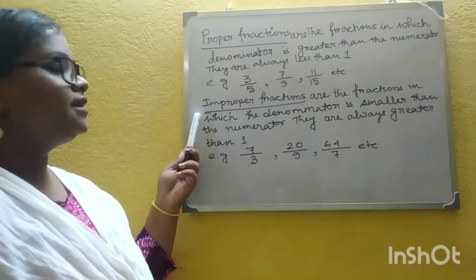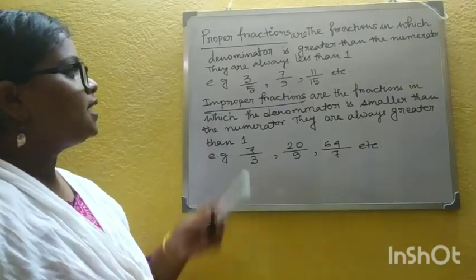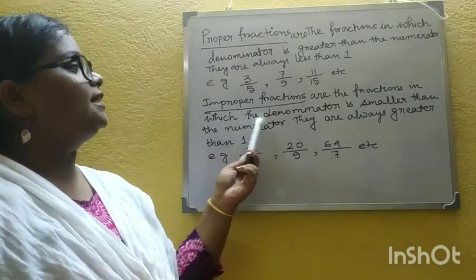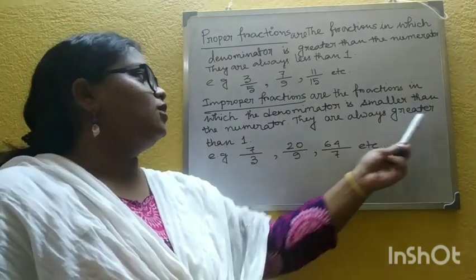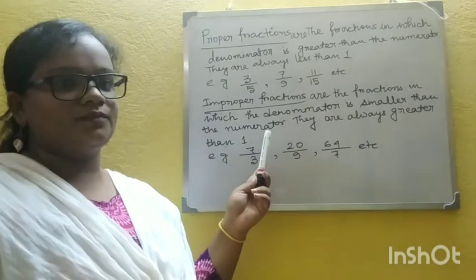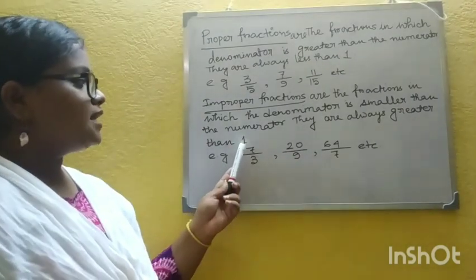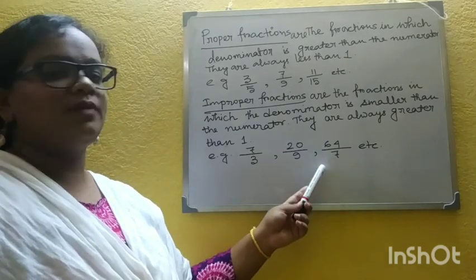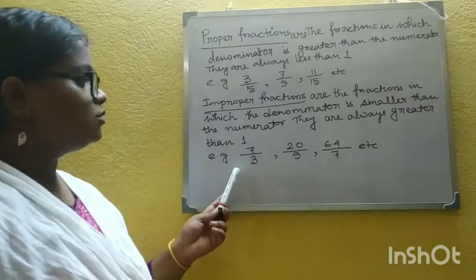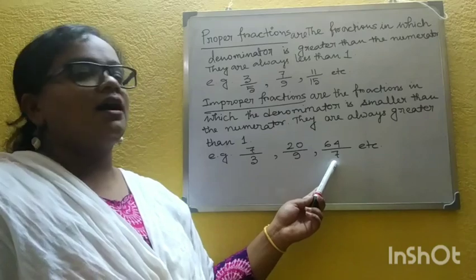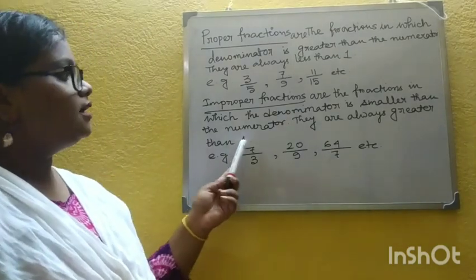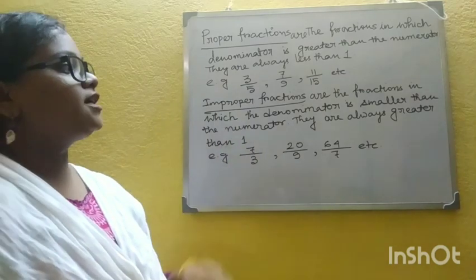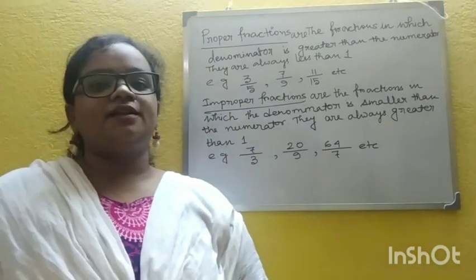Now, what are the improper fractions? Improper fractions are the fractions in which the denominator is smaller than the numerator. For example, 7/3, 20/9, 64/7. Here also look, the denominators are smaller than the numerators. Improper fractions are always greater than 1.